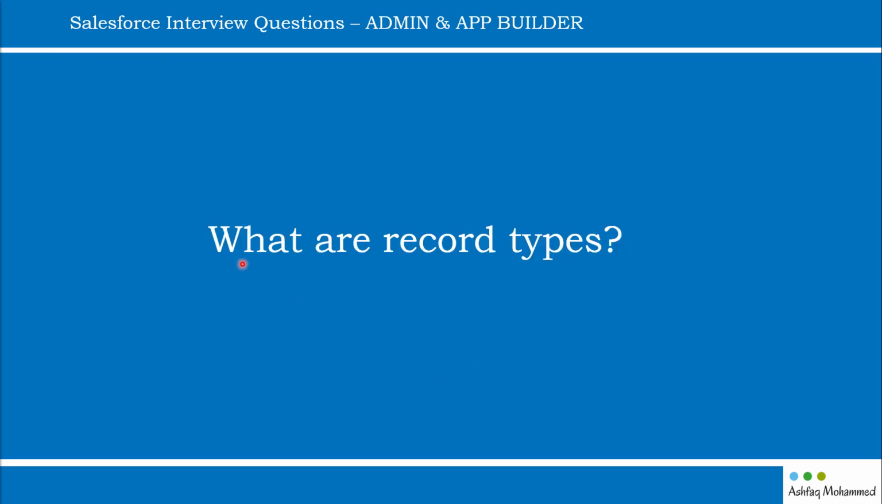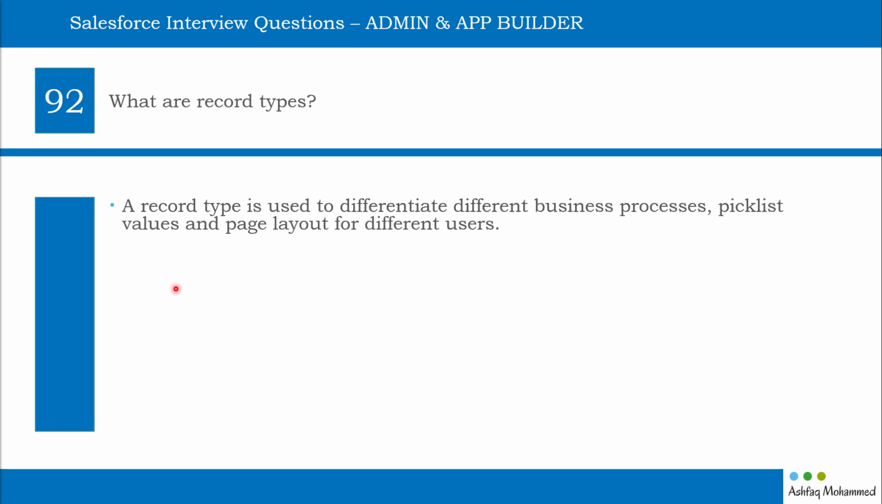Next question is, what are record types? This is really important. Let's see what it is. A record type is used to differentiate business processes, picklist values, and page layouts for different users. People know and use it, I mean admins or devs, but many times in an interview they give a wrong answer, or they don't give the full answer for record types. So just read carefully what I'm trying to explain here.